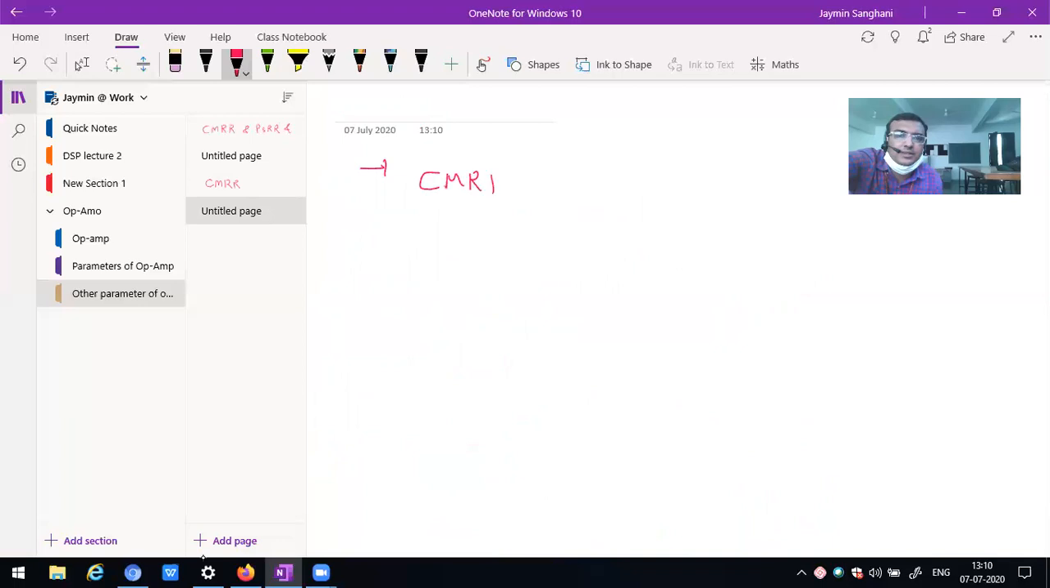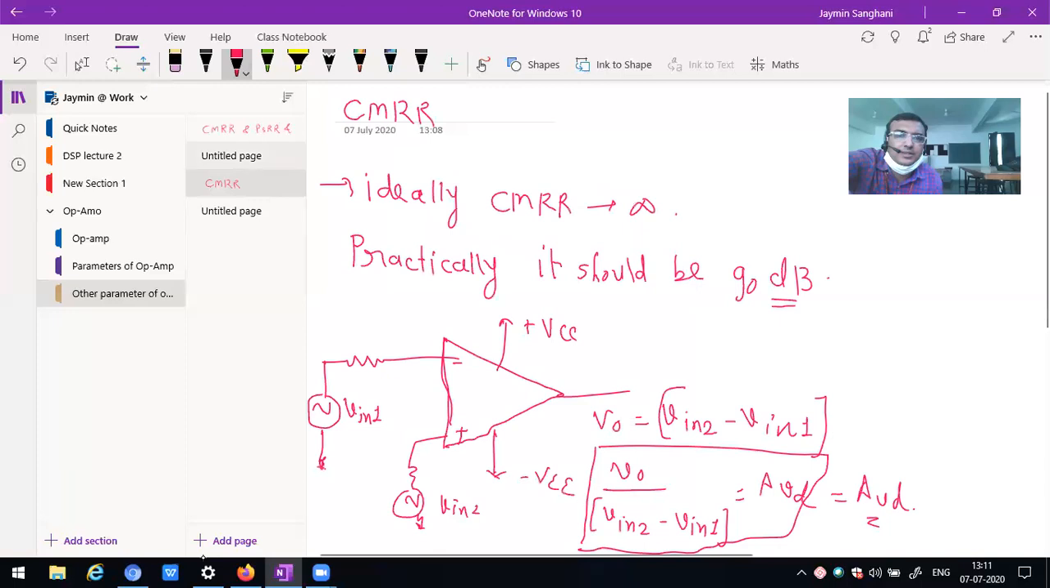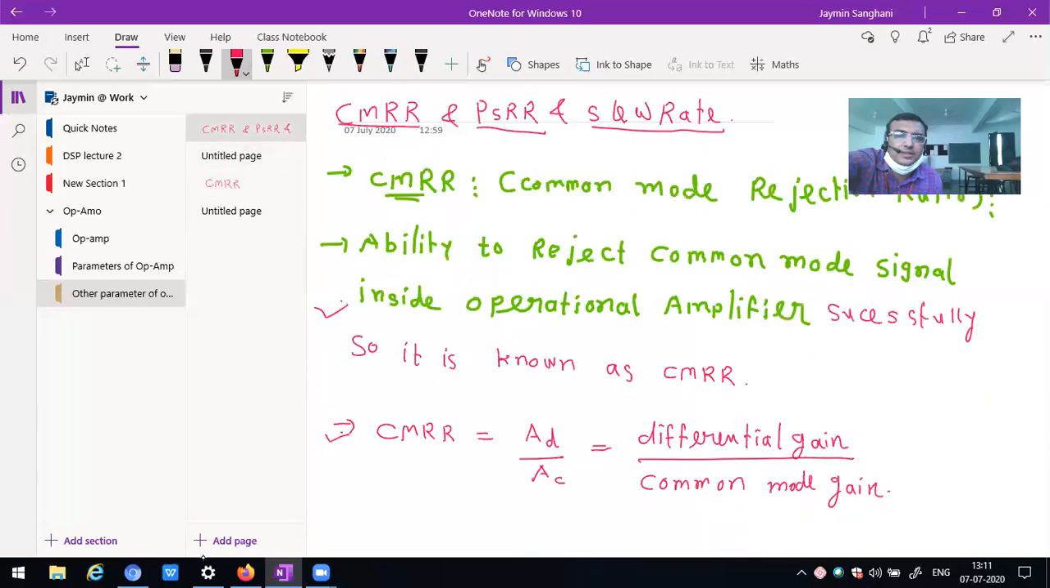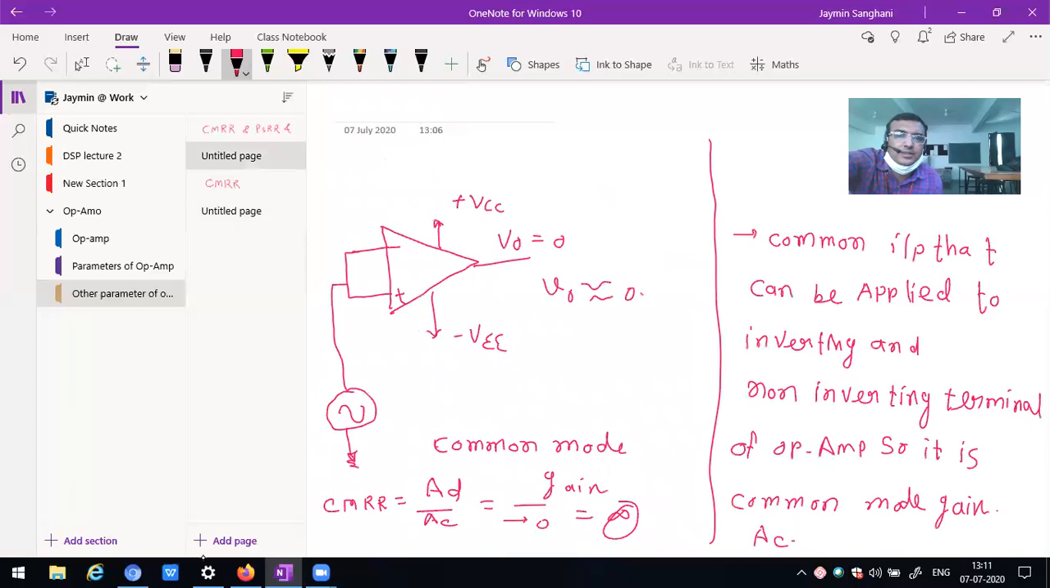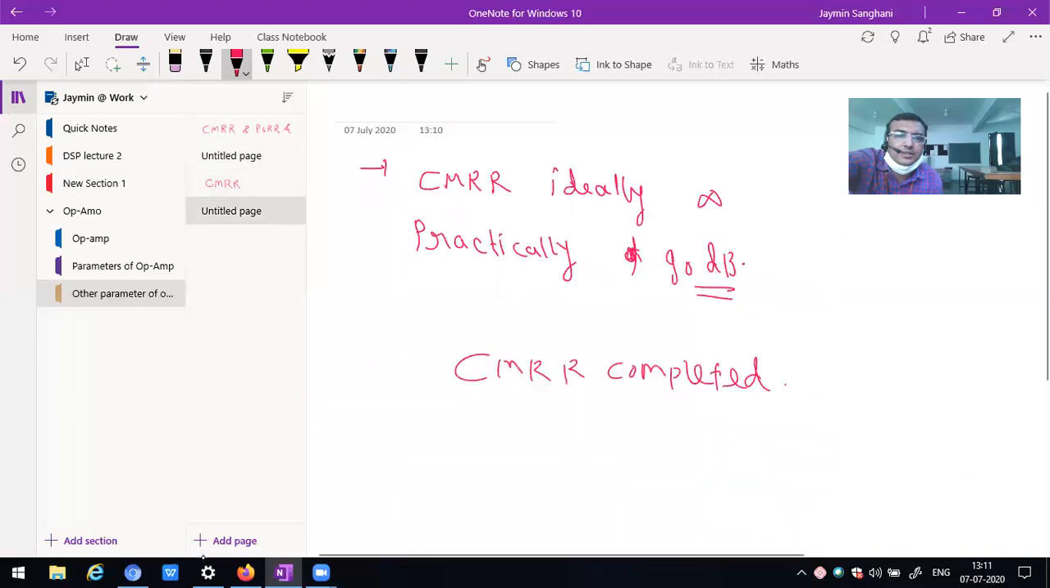So CMRR is ideally infinite, and practically it is 90 dB. So it is the complete explanation related to CMRR. In the examination you have to write this particular portion. This part and this part you have to write in the examination. This is just for explanation. Ideally CMRR infinite, practically 90 dB, that you have to write in the examination.